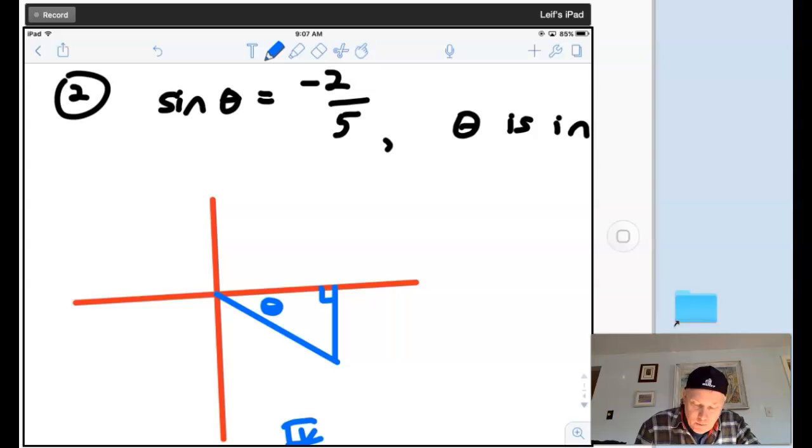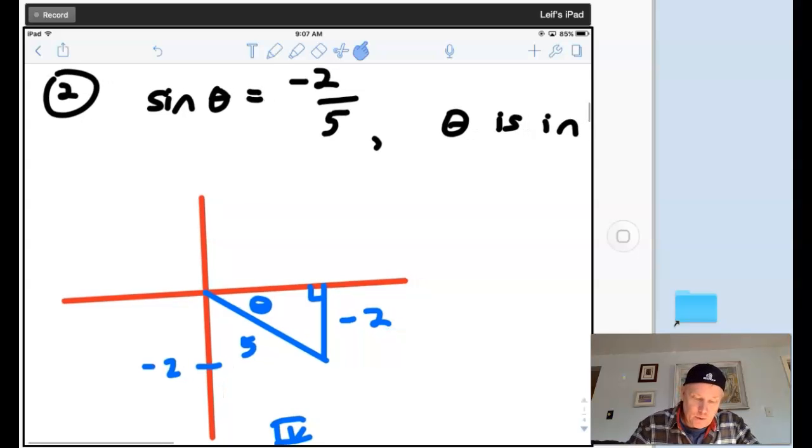Which means sine is opposite over hypotenuse, which is 2/5. Now I know that 2 is negative because this is negative 2 on the y-axis. The 5 is the hypotenuse. The hypotenuse is actually never negative. So I can go like this. This is another way to do these problems.